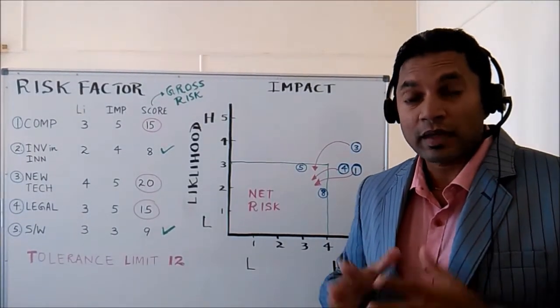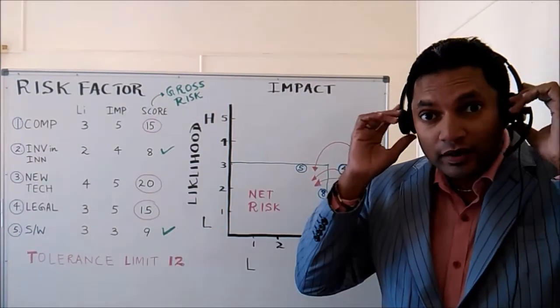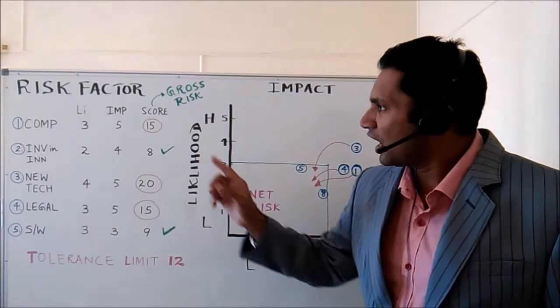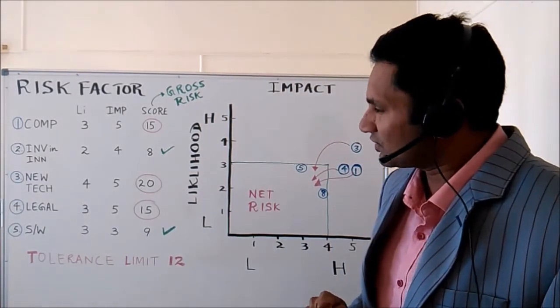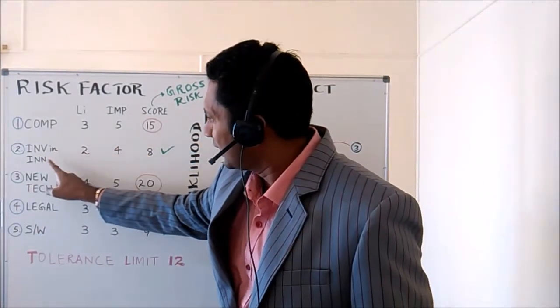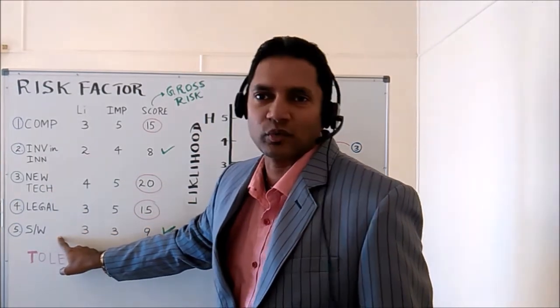Now we are going to look at risk management in detail based on the 5 factors they have identified. I'm discussing P3 syllabus area as well with this to provide a broader understanding of risk management. Risk management involves managing the identified risk based on a broader perspective. So let's see how these 5 risks identified by the company can be managed. First risk is competition, investment in innovation, new technology, legal risk, and software risk.